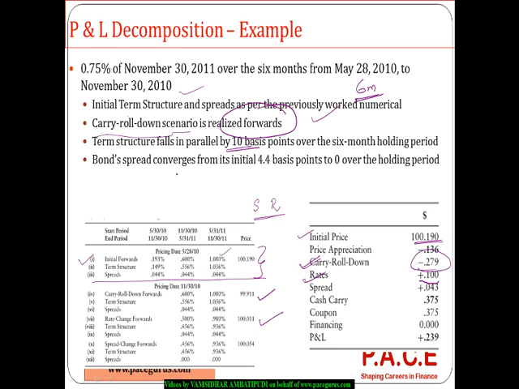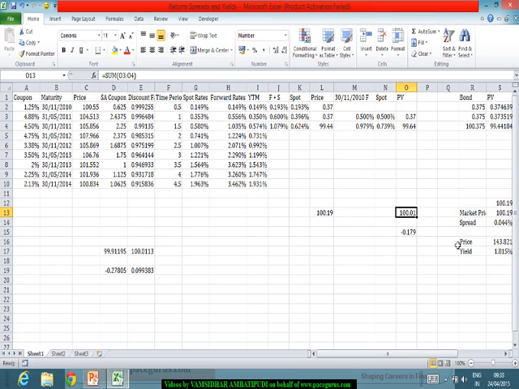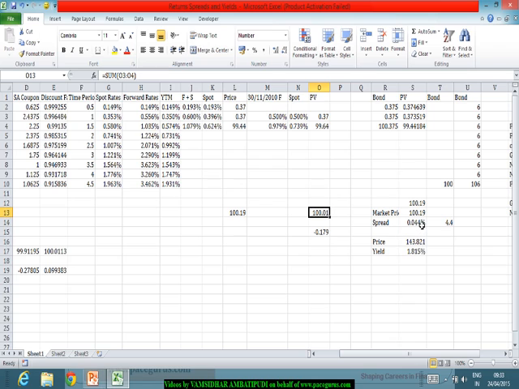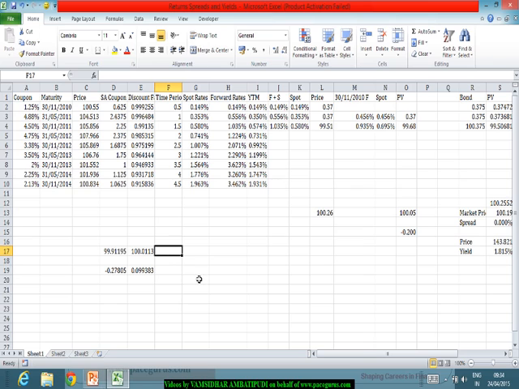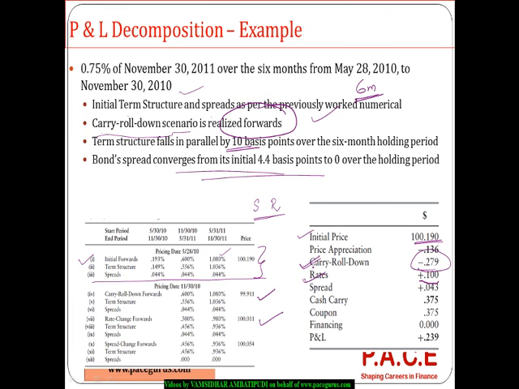Then we are also talking about the bond spread converging from 4.4 basis points to 0. So now instead of 4.4 basis points, if the bond spread is becoming 0, the price of it is becoming 100.05. Right, the bond price has become 100.05. Again there is an increase of a little bit, which is by 0.043. So that is because of the spread.